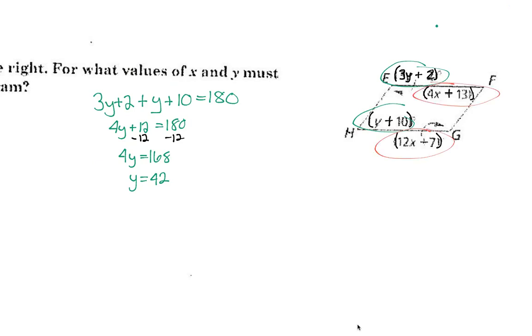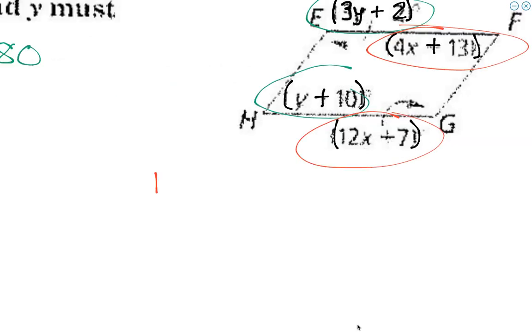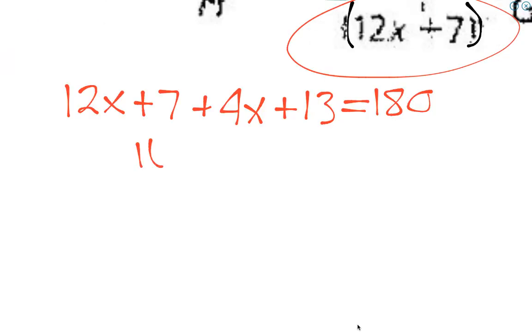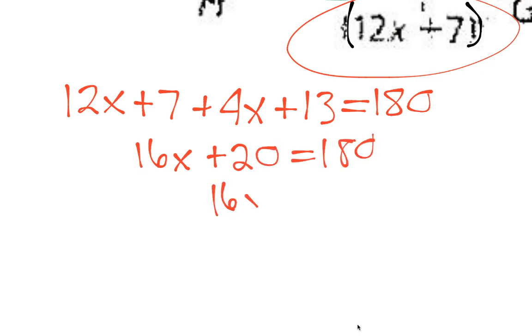This also has to be true if we want to find the x value. So this is 16x plus 20 equals 180. 16x equals 160. X equals 10.